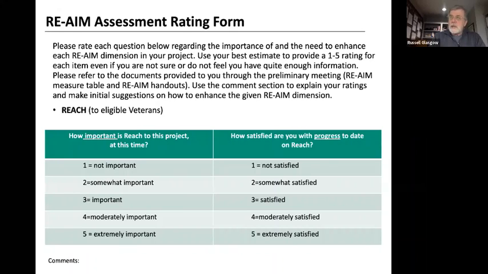Two questions. Again, this one shows reach, but we do ask this for each of the RE-AIM dimensions, or sometimes we'll ask it of four dimensions, because the last, or maintenance one, it may be premature to do that. But we ask you again, please rate the importance and then the progress to date that you've made on each dimension. And we ask you just to use your best guess.